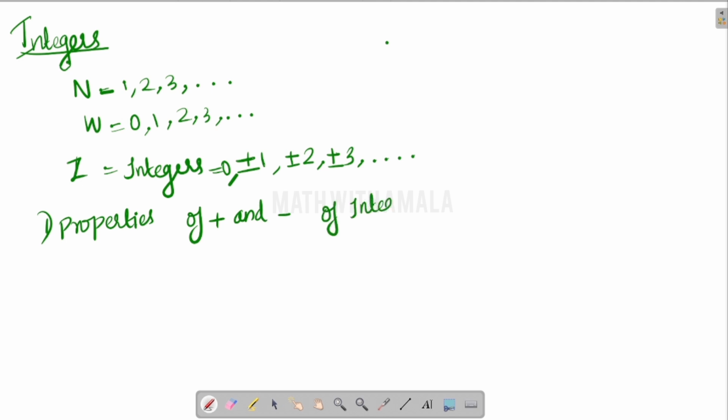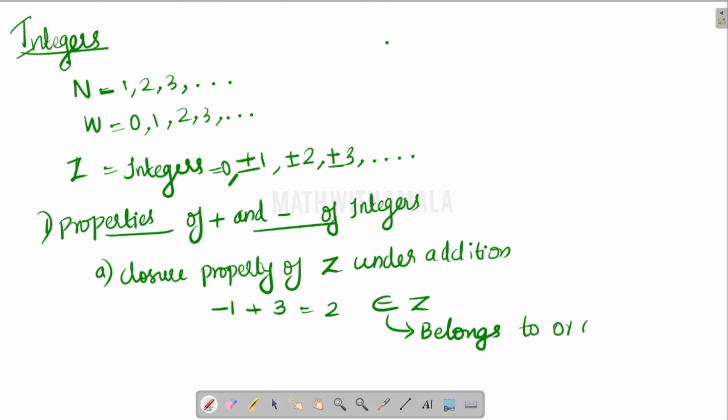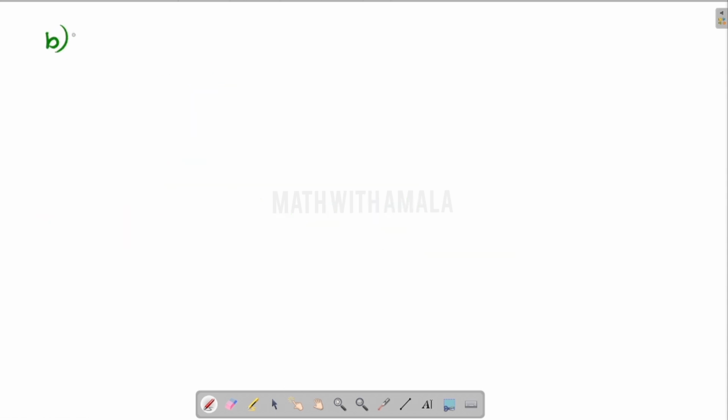Next, what are the properties of addition and subtraction of integers? When we have this kind of integers, we have to operate on them. So the first property is closure property. Closure means, like the name indicates, it is closed. Closed means it should belong to the integers only. Let us take minus 1 plus 3, that is addition of integers, that is 2. 2 is also in the integer set, so it is contained in the integer set.